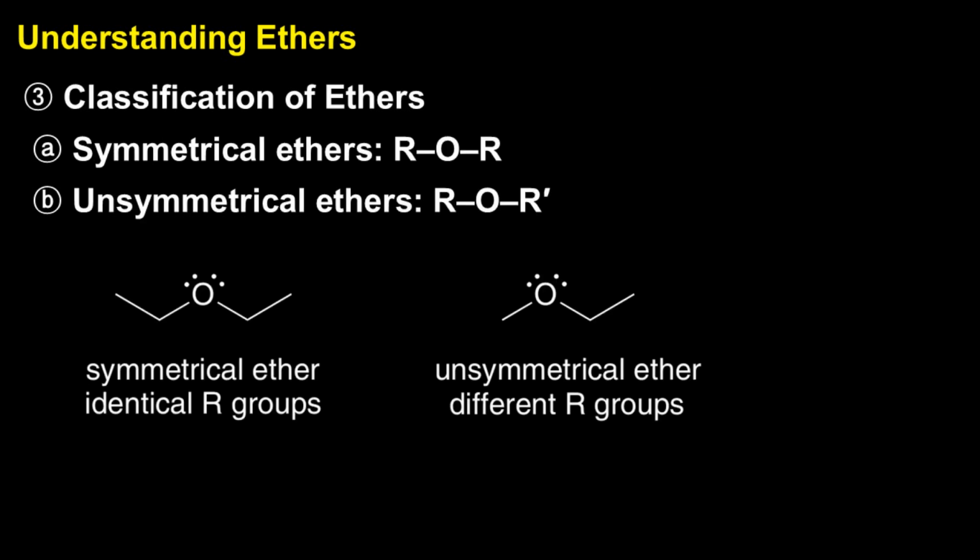Now let's talk about how ethers are classified. One simple way is by looking at the 2 carbon groups attached to the oxygen. If they're the same, like 2 ethyl groups, we call it a symmetrical ether. But if they're different, like 1 methyl and 1 propyl, it's called an unsymmetrical ether.